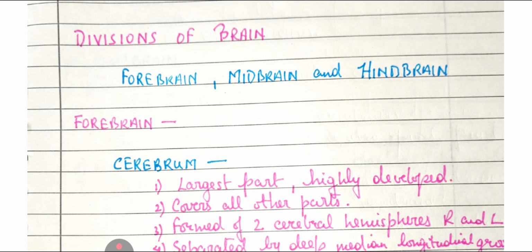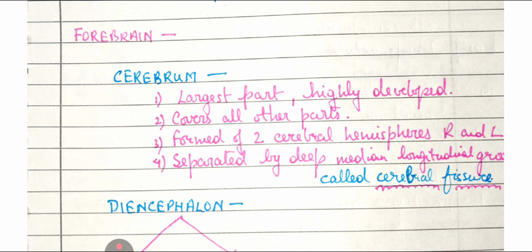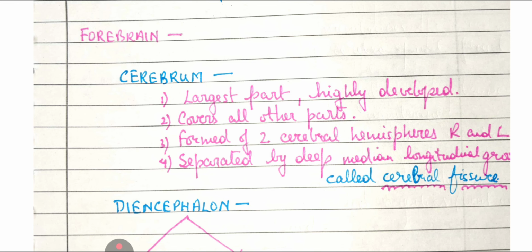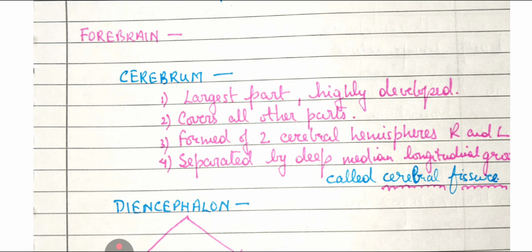Now divisions of the brain. The brain is further divided into forebrain, midbrain and hindbrain. Forebrain has the cerebrum. The largest part is the cerebrum, which is highly developed. It covers all the other parts, is formed of two cerebral hemispheres, right and left, and is separated by a deep median longitudinal groove known as the cerebral fissure.